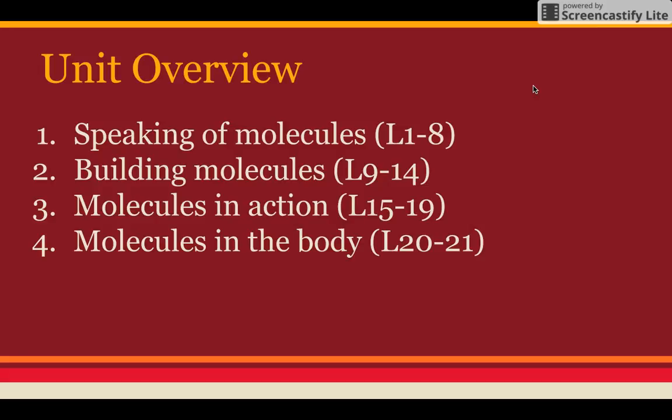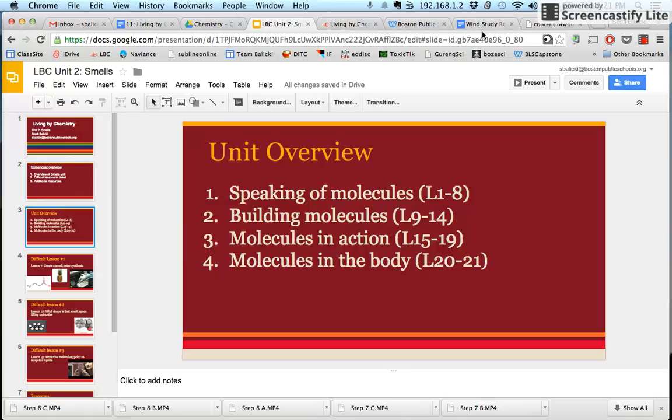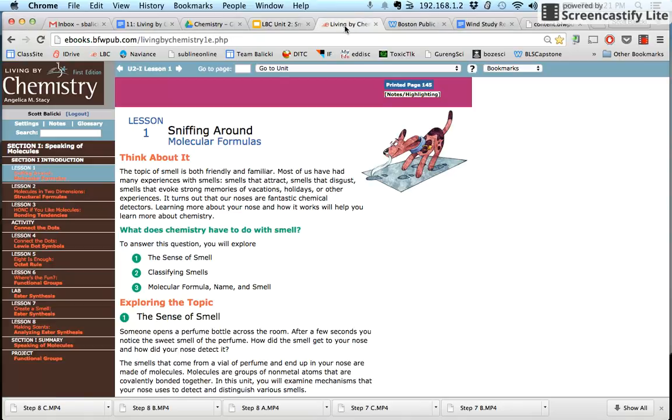In section 3, molecules in action, students learn about interactions between molecules and ultimately interactions between those molecules and receptors in our noses. And in lessons 20 and 21, the molecules in the body section, students learn about mirror image isomers and also a little bit about amino acids in order to wrap up the unit. So I'm going to give a quick walkthrough of all of the lessons in the smells unit.